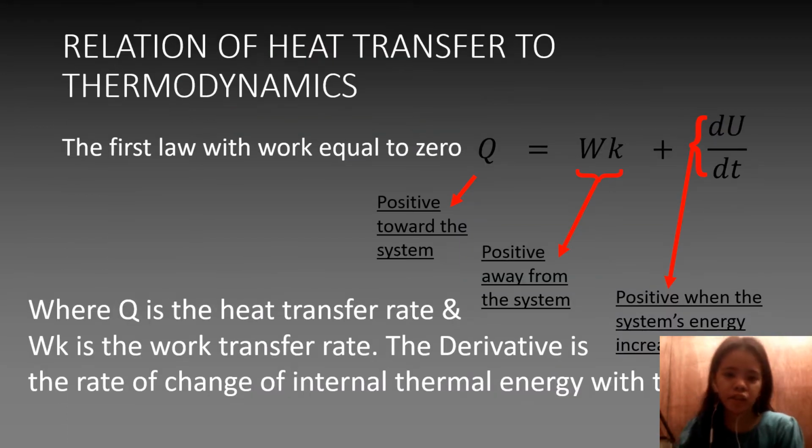So what is the relationship of heat transfer to thermodynamics? The first law with work equal to 0. Q is positive toward the system, and W dot is positive away from the system. The derivative dE/dt is positive when the system's energy increases, where Q is the heat transfer rate and W dot is the work transfer rate. The derivative is the rate of exchange of the internal thermal energy with time.